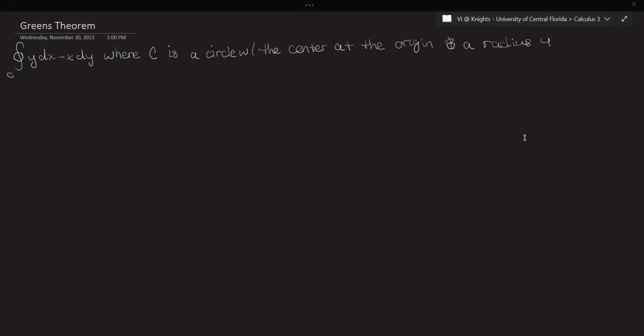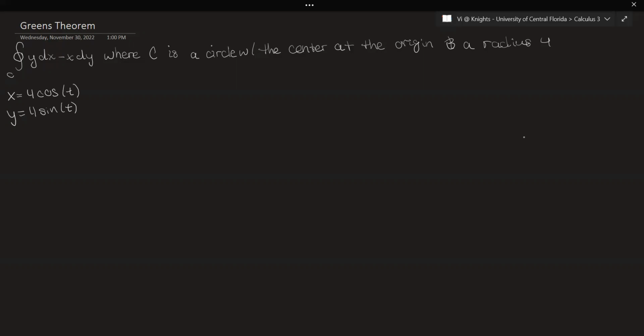So we can go ahead and parameterize x and y just because it is a circle. So x is going to be r cosine theta, which in this case, our r is going to be 4. So we're going to write 4 cosine theta. And since we are parameterizing it, it's going to be in terms of t instead of theta. And then our y is going to be 4 sine t.